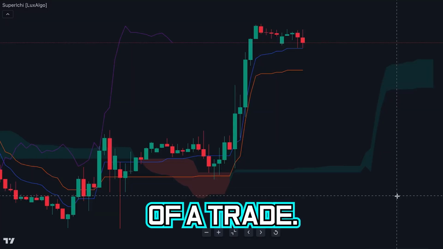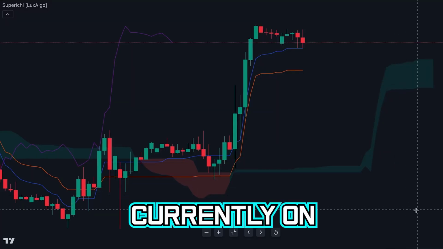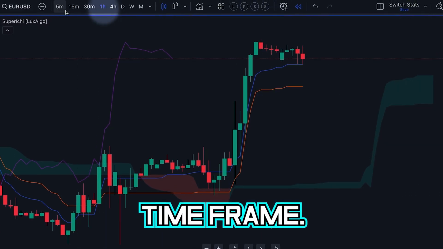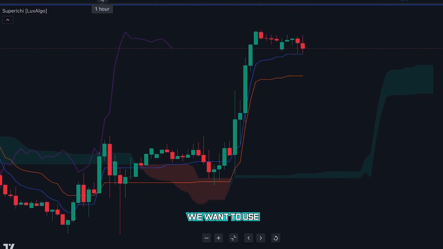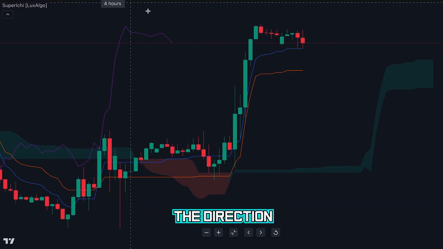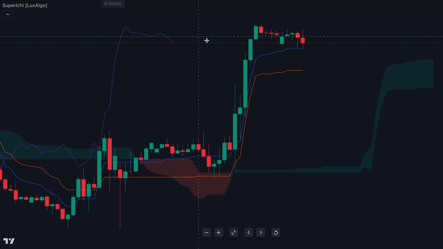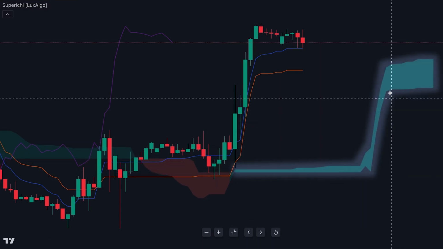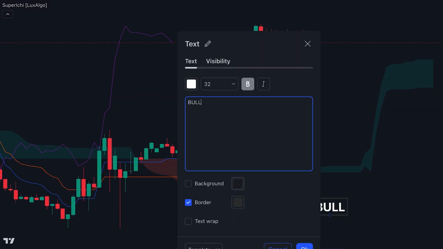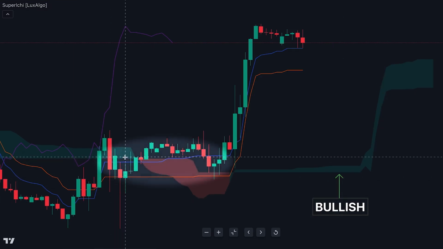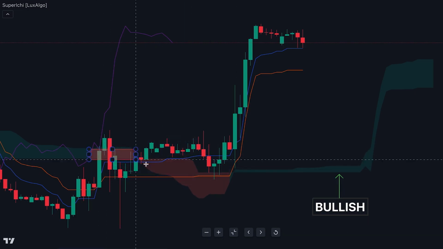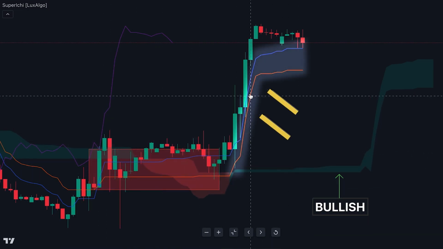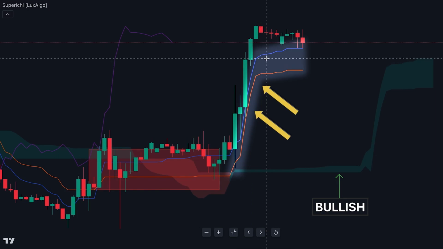Here is an example of a trade. We are currently on EUR/USD 1-hour timeframe. Just as before, we want to use the color of the cloud to determine the direction we will be trading. If the cloud is red, we want to seek sells, and if the cloud is green, we want to seek buys. We also want to ensure that price is not closing inside the cloud, as just as before this would indicate a consolidation.